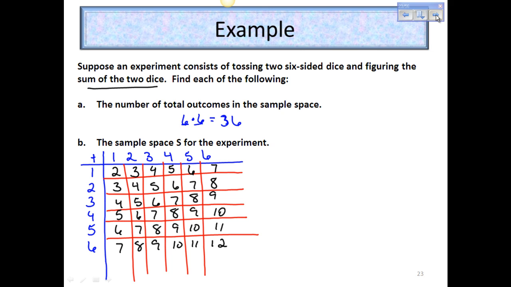1 and 3 is different from 3 and 1, and you can see that on the table. For example, if we add 1 and 3, we get 4, but if we add 3 and 1, we get a different 4. So those are different simple events.